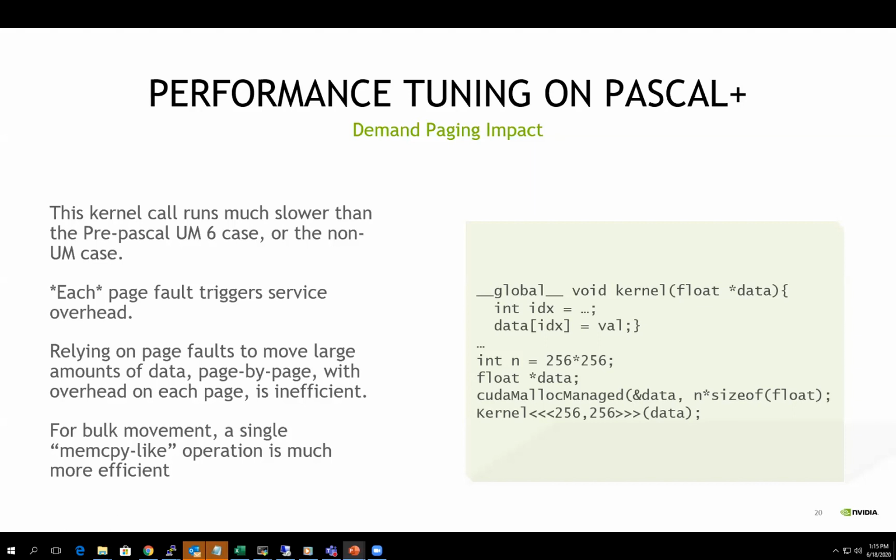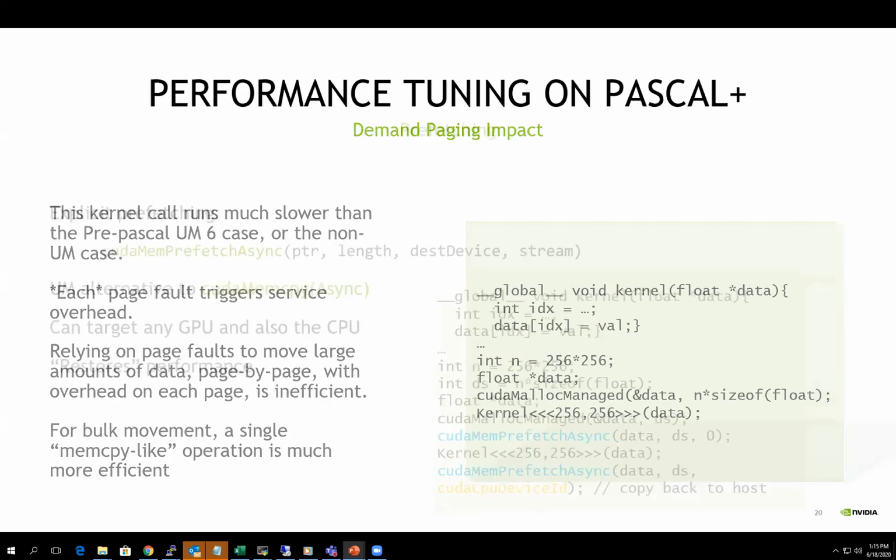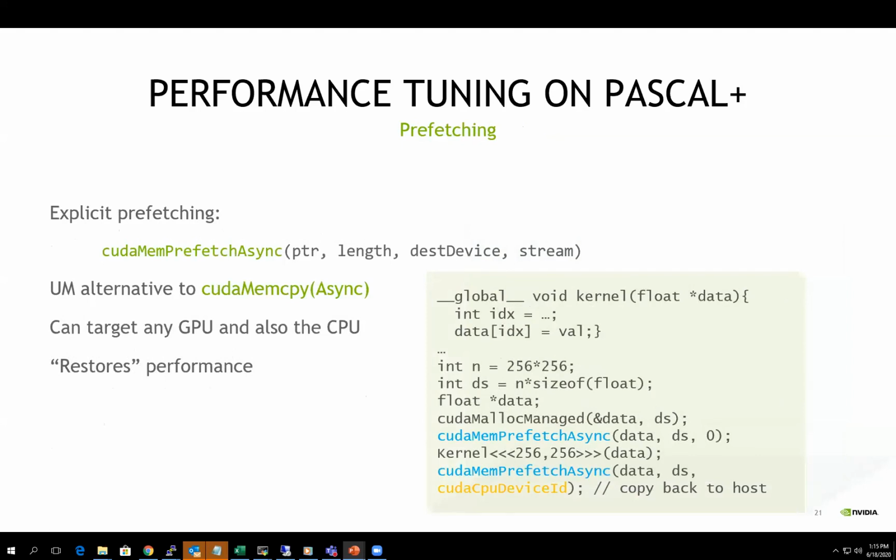For bulk movement, or anytime I know that I'm going to access a large chunk of memory, a CUDA memcopy-like operation is going to be much more efficient than relying on page faults to effect the movement of data. The page faults will work, but they have an associated cost. So the first thing that we're going to introduce is something called cudaMemPrefetchAsync. There's a lot of complexity to this, and we won't touch on all of it, but in a nutshell, you can think of this as being analogous to cudaMemcpy or cudaMemcpyAsync.